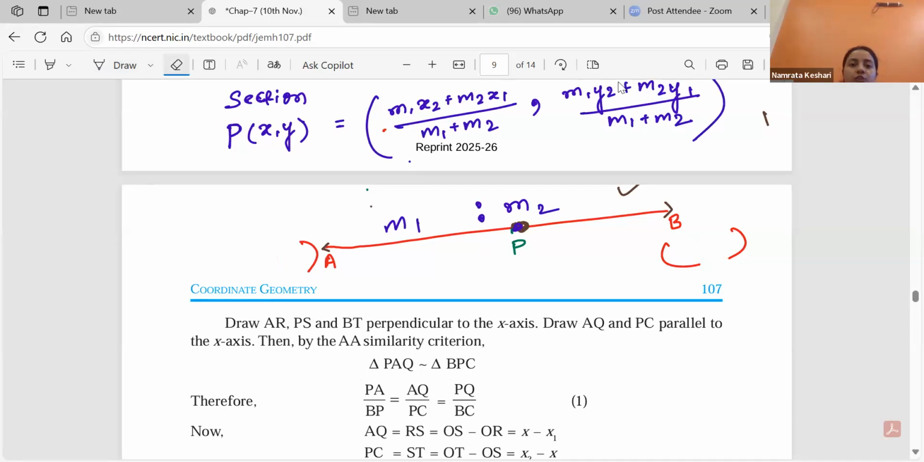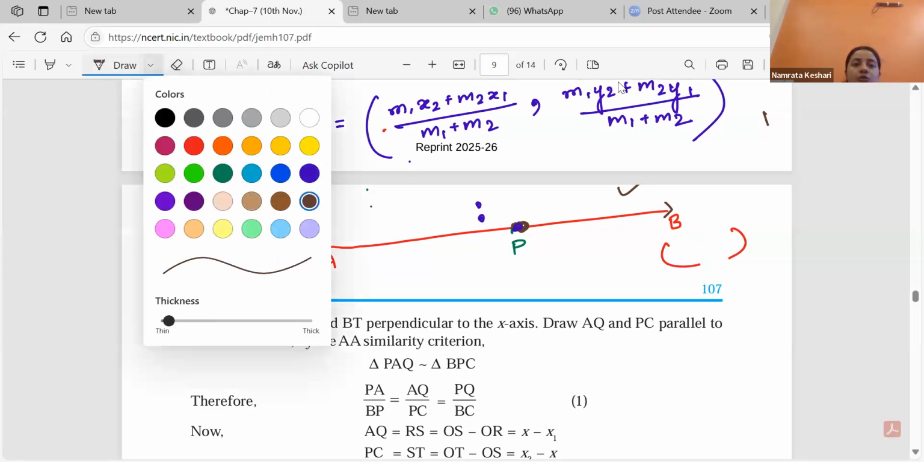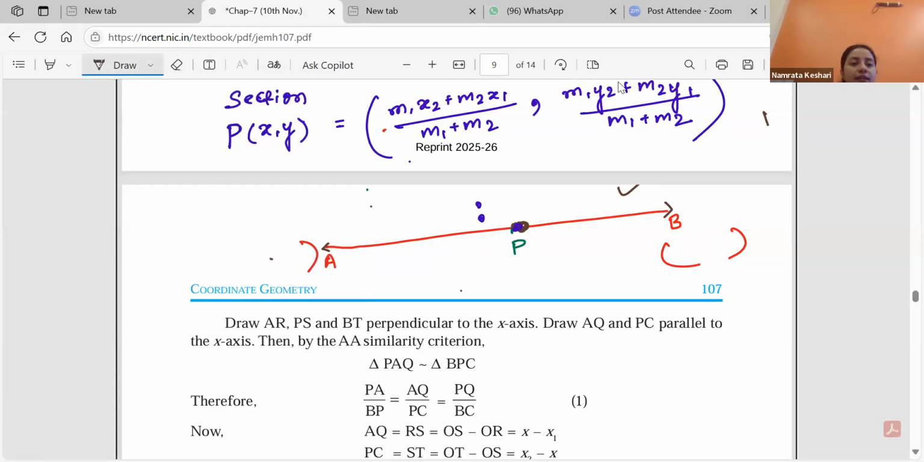Now let me change the data. Suppose your x1, y1, x2, y2, m1, m2 just got changed. Now the coordinate of point A is, let's say, 3, 7, and the coordinate of point B is 5, 8. And the ratio in which point P is dividing is 2:3. Now you can clearly see the data. We have to find the coordinate of point P by using the section formula.